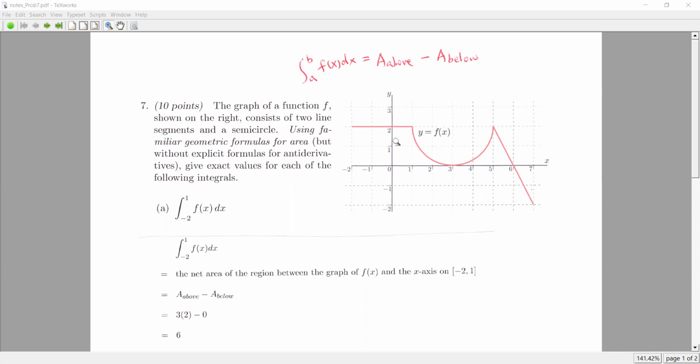This rectangle has no part below the x-axis, so area below is 0. Area above is the area of this rectangle. It is base times height. Base from -2 to 1, the length is 3. Height is 2. So the answer to part A is 6.